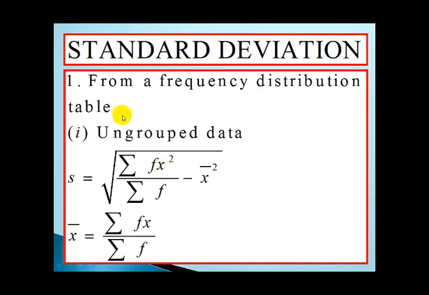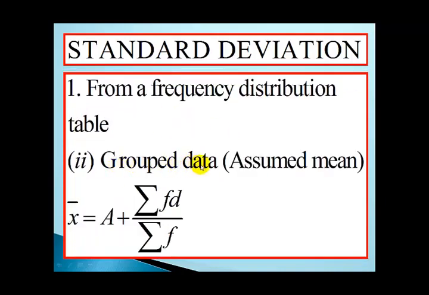Okay, before the example, let's look at the standard deviation also from the frequency distribution table. We have the ungrouped data, and for the ungrouped data, the standard deviation is the overall root of summation fx square over summation f minus the mean square, where the mean is equal to summation fx divided by summation f. That's for the ungrouped data. Now for the grouped data, we use the assumed mean method. That is x bar is equal to a plus summation fd divided by summation f.